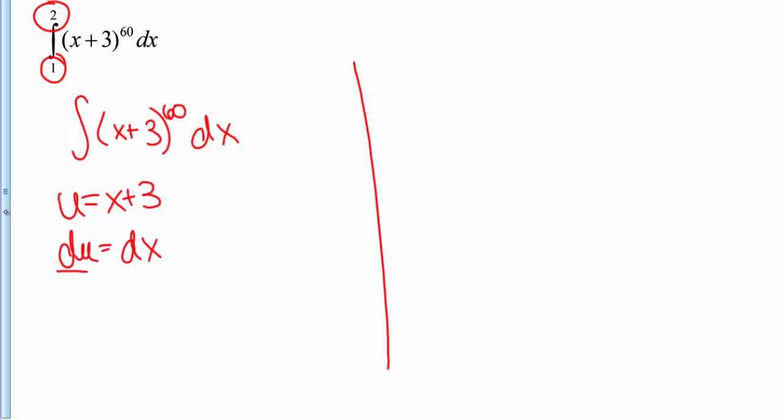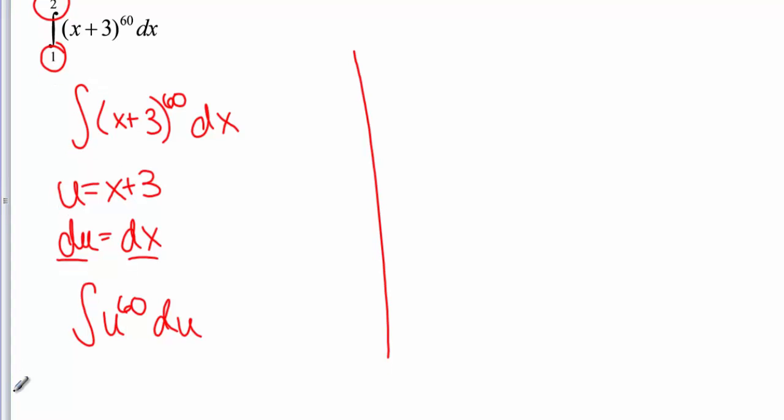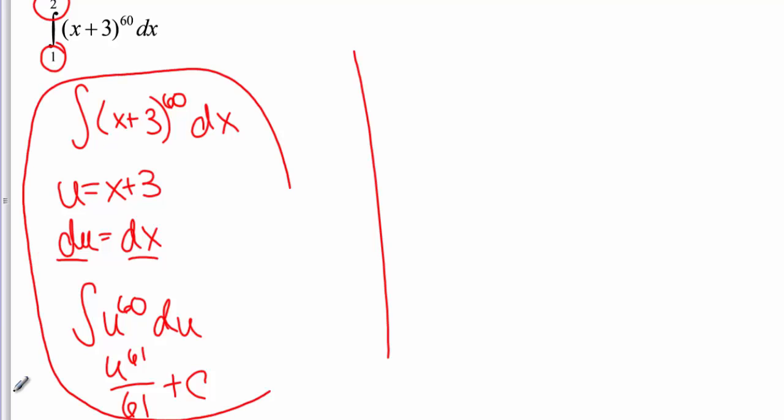So once again, these just match exactly. I don't have to worry about them too much. So this is the integral of u to the 60th du. It's about as easy as you can get as far as a u-substitution. All right, and so then I get u to the 61st over 61 plus C. So what I've done here is the general antiderivative. I've ignored the 1 and 2.